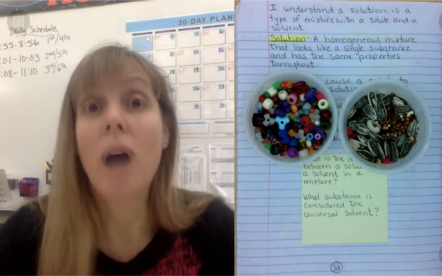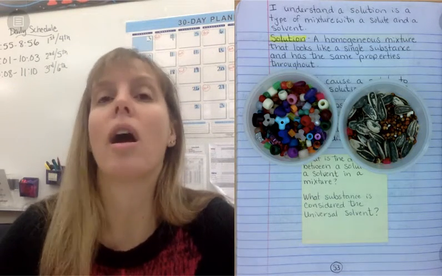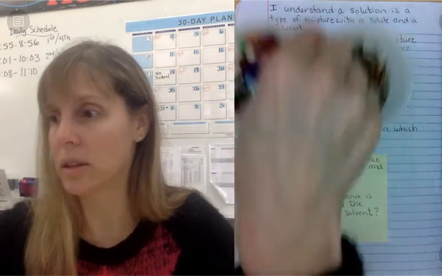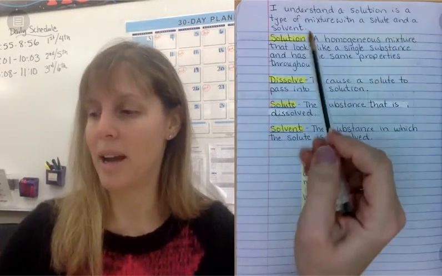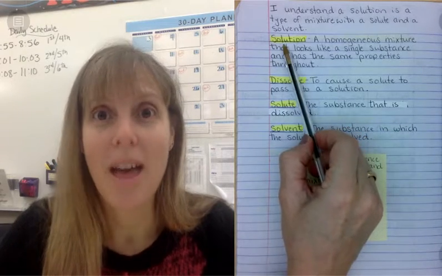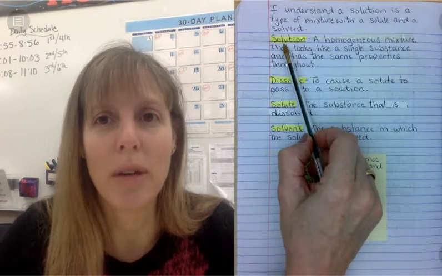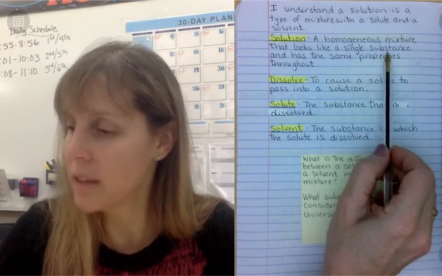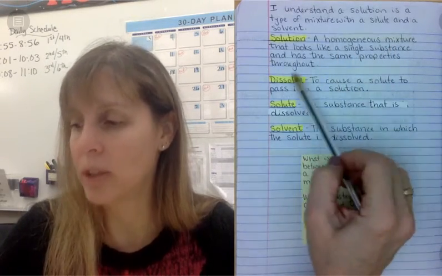Now that you know the two types of mixtures, we have to talk about solutions, where something dissolves in something else. So here's our first key term today. It's solution. Say it with me, solution. A solution is a homogeneous mixture that looks like a single substance and has the same properties throughout.